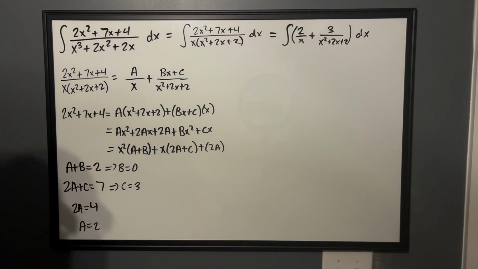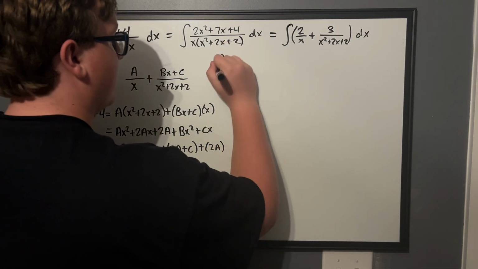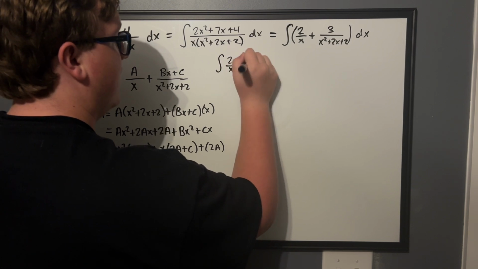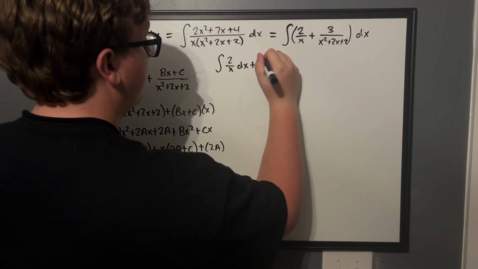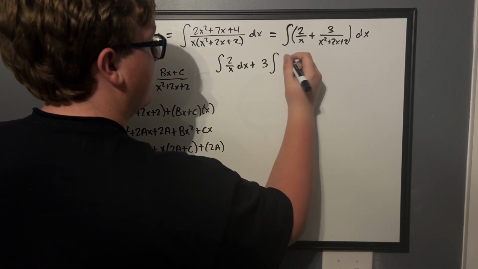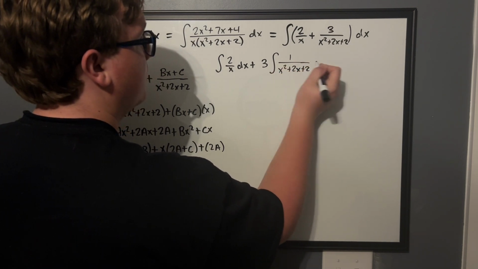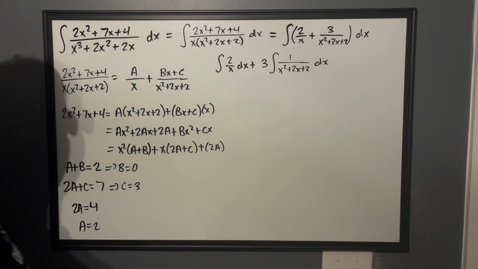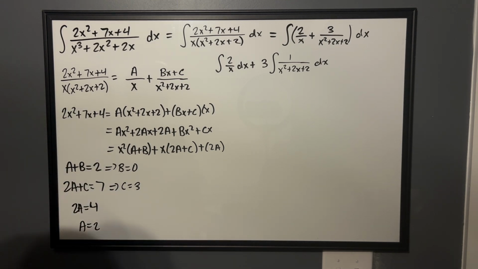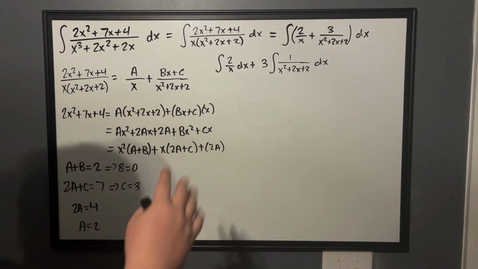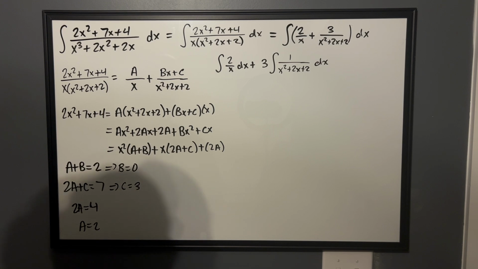So now we're going to go ahead and split the integrals up to make it a little easier to work with. So we have the integral of 2 over x dx plus, I'm going to pull the 3 out. So 3 times the integral of 1 over x squared plus 2x plus 2 dx. Now, of course, the integral of 2 over x is not bad. That's just a natural log immediately.